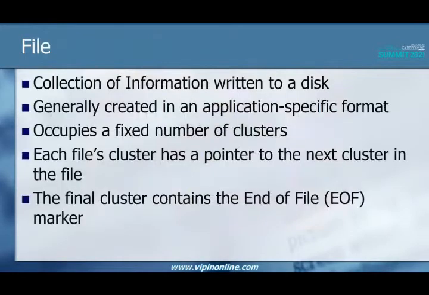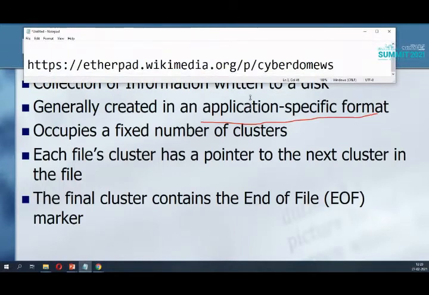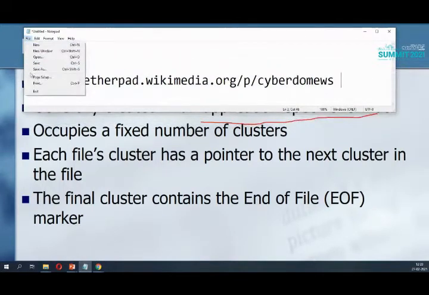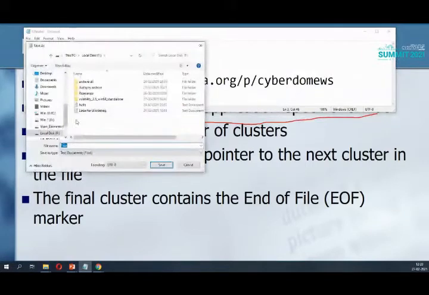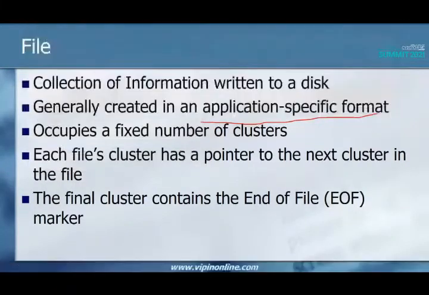Then we will see what an ordinary file is. We always know what a file is. A file is a collection of information written to a disk, and it is usually created in an application specific format. That means if I'm writing something on a notepad and saving it, usually it is saved as a text file. Let me save this file as workshop. Usually it will be saved as a txt file, and it occupies a fixed number of clusters.